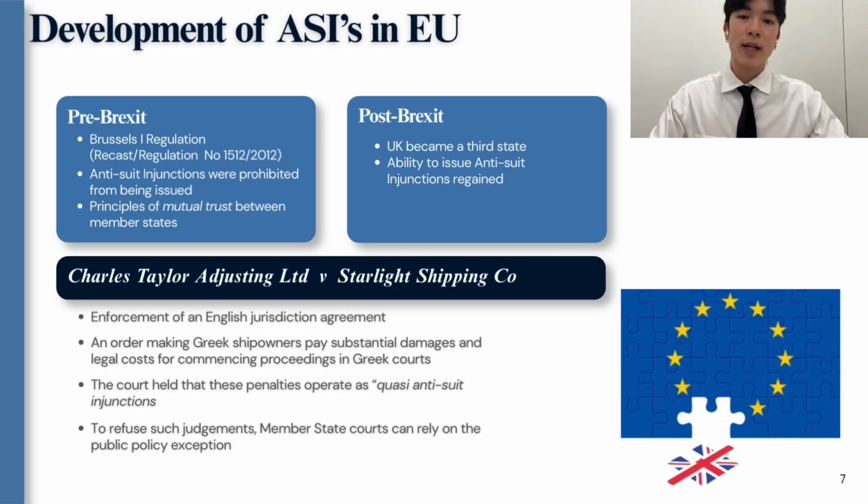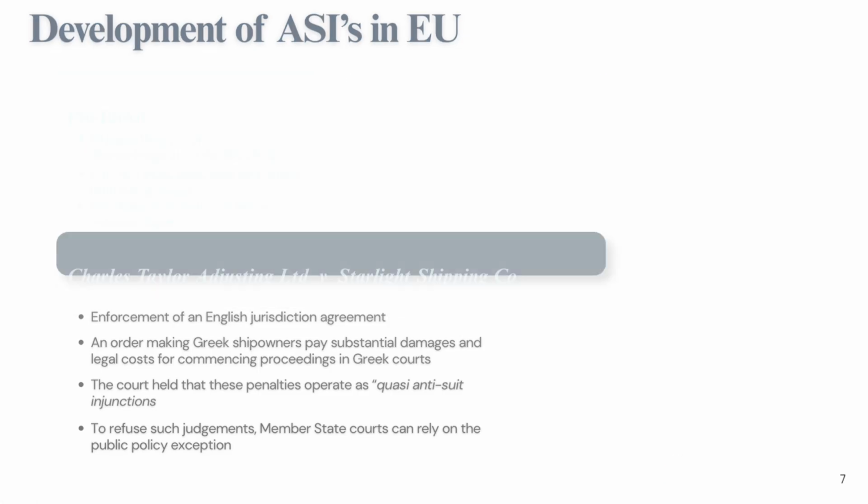Consequently, while post-Brexit courts remain free to issue anti-suit injunctions or award damages for breach of jurisdiction agreements, the enforcement of such judgments within the EU may be denied where they threaten the autonomy of the judicial system.